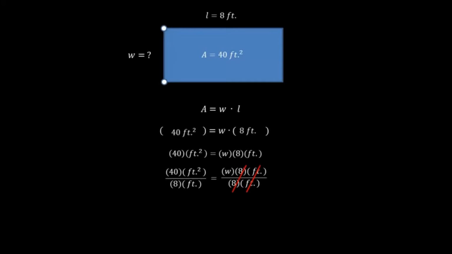So we can rewrite this expression as W equals 40 divided by 8 is 5, and foot squared over foot. The units will calculate to be simply 1 foot. So we have 5 feet equal W, and of course you can use your symmetric property of equality to rewrite this as W equals 5 feet. And we have found the width of our rectangle is 5 feet.